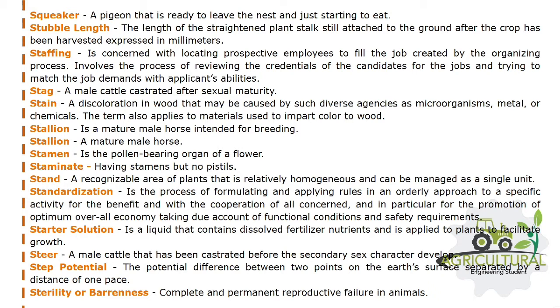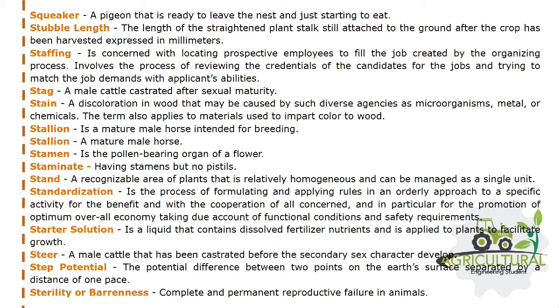Stain, a discoloration in wood that may be caused by such diverse agencies as microorganisms, metal, or chemicals. The term also applies to materials used to impart color to wood. Stallion, is a mature male horse intended for breeding. Stallion, a mature male horse. Stamen, is the pollen-bearing organ of a flower. Staminate, having stamens but no pistils.